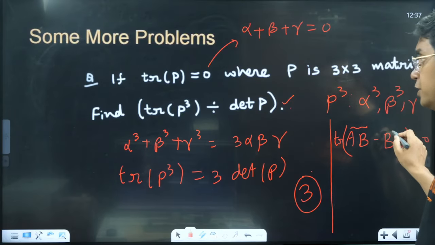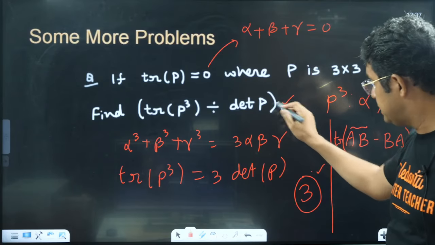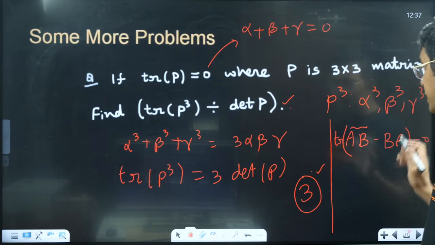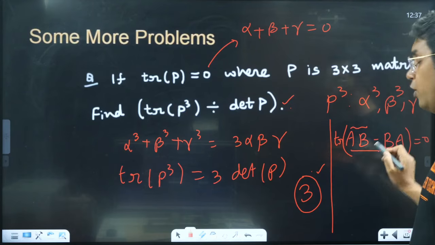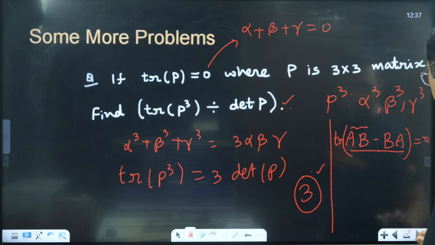That means trace of this cube minus determinant of this will always be equal to 3. In fact, this can be a property for any matrix that has trace equal to 0. I just mentioned that this thing also has trace equal to 0, so you can apply this thing here also.